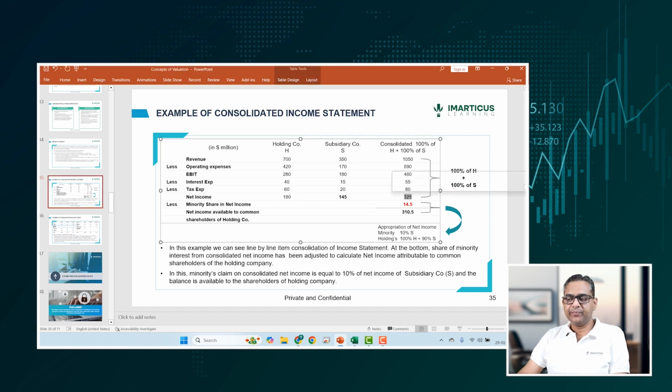So accordingly, net income is shown as this much, but 10% is not owned by the parent company. So 10% of the subsidiary's income belongs to minority shareholders. So only this much, minus 325 minus 14.5, that is 310.5, is available to common shareholders of the holding company. So this is how consolidation of the income statement happens. We show it as 100% and then we reduce the net income of the subsidiary company which belongs to minority shareholders to come to the net income available to common shareholders of the parent company.